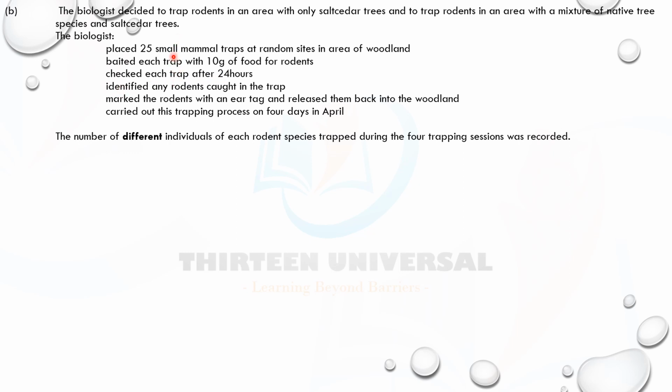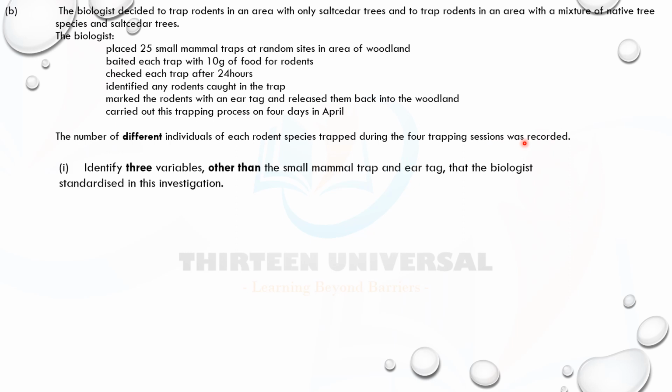What does it tell you? These factors, what are they? Are they independent or dependent or key variables? He identified any rodent caught in the trap, marked the rodent with an ear tag and released them back into the woodland. He carried out this trapping process for 4 days in April. So the number of different individuals of each rodent species trapped during the 4 days was recorded. Okay? Now, the first question here, pause the video and solve it.